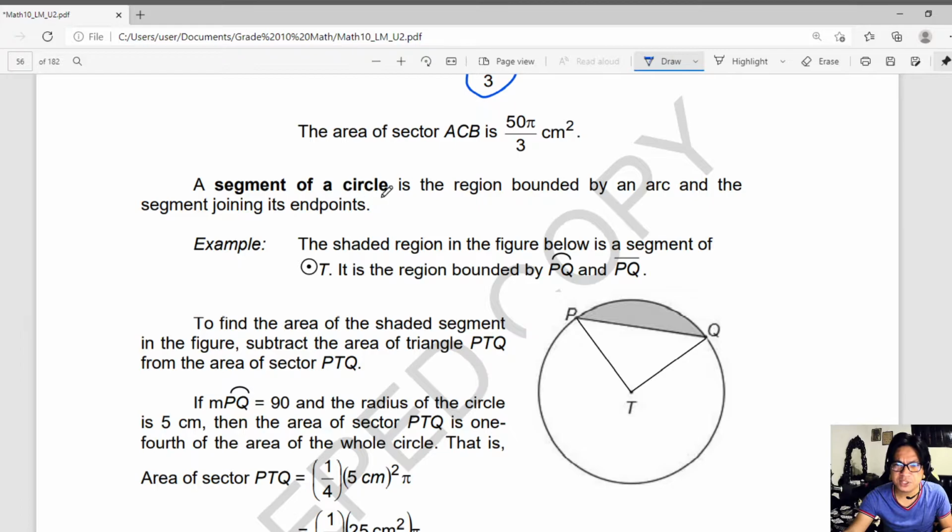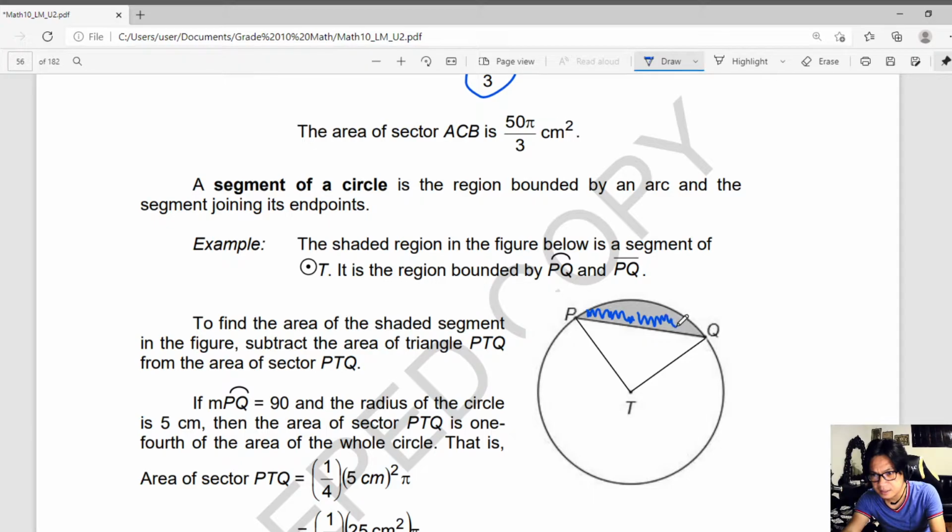A segment of a circle is the region bounded by an arc and the segment joining its endpoints. This one, the shaded portion, is our segment. If we compare it again to a pizza, it's like the hard part of the pizza, the crust. The segment is like the crust of the pizza, the hard part on the side.